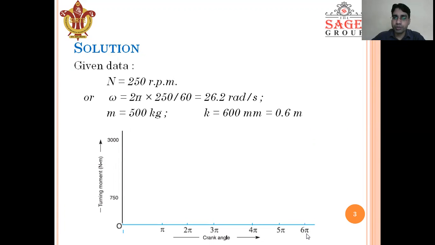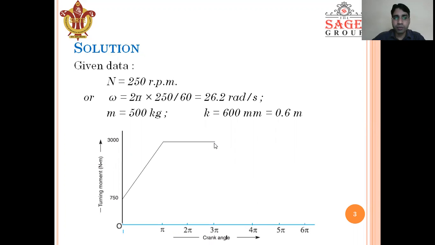That means 3 revolutions. So one revolution is completed in 2 pi and half revolution is completed in pi, and this is the total 3 revolutions, that is 6 pi. And the torque rises from here. Next, the question says that the torque rises from 750 newton meter to 3000 newton meter uniformly for half a revolution. Here you can see that it rises from 750 to 3000, and remains constant for the following one revolution.